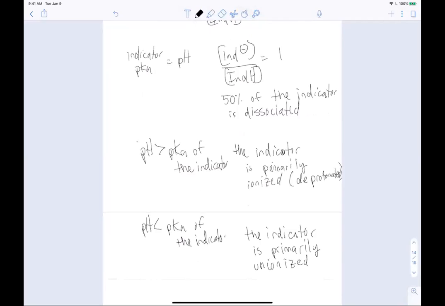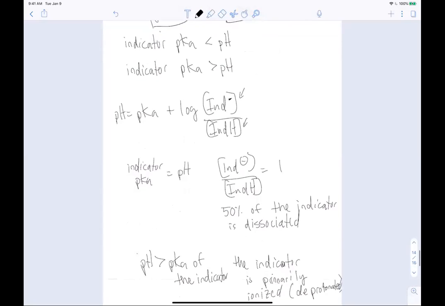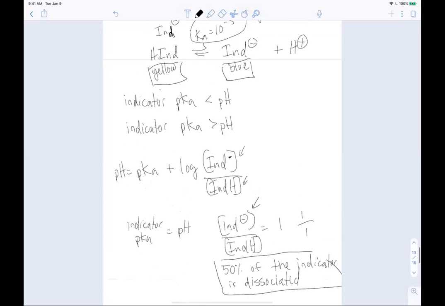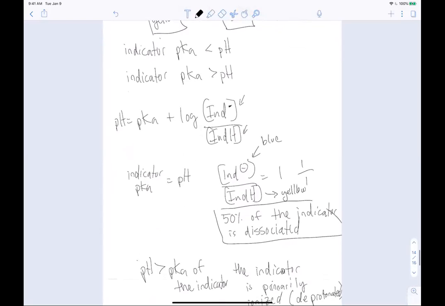So, when the pH is equal to the pKa, why does it turn green? Because you're at an intermediate point. If the indicator in its ionized form is blue, and in its unionized form is yellow, when the pH is equal to the pKa, you have 50% of each of those present. So you've got a 1-to-1 ratio of the blue to the yellow. And since yellow and blue mixed together makes green, when they're exactly equal, that's when you have this green solution.